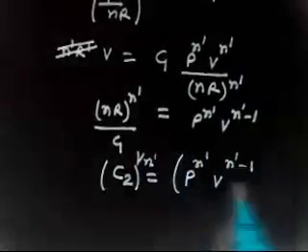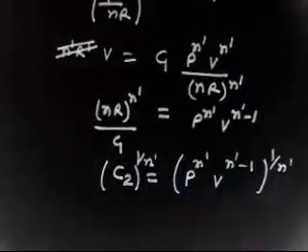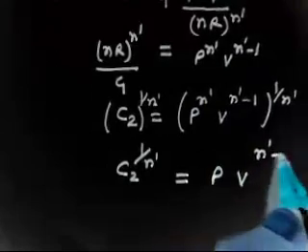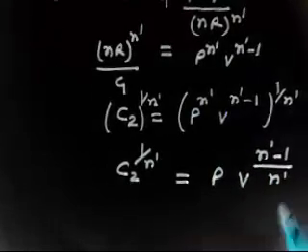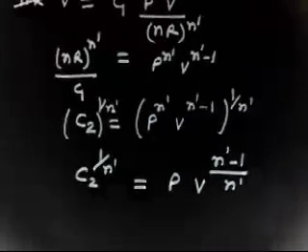Now I can write again, if I take the nth root on both sides, if I take 1 by n dash this side, 1 by n dash this side also. So what I will have is C2 raised to the power 1 by n dash. This is P and this is V to the power n dash minus 1 divided by n dash. Are you getting or not?